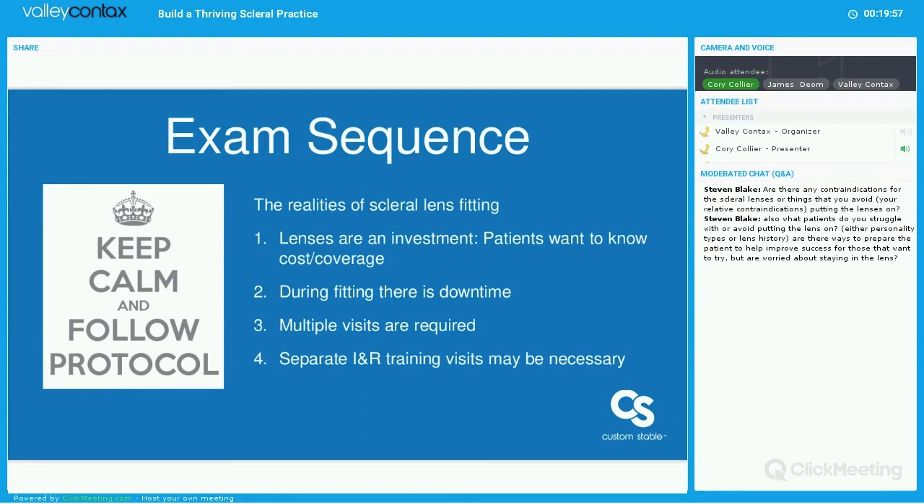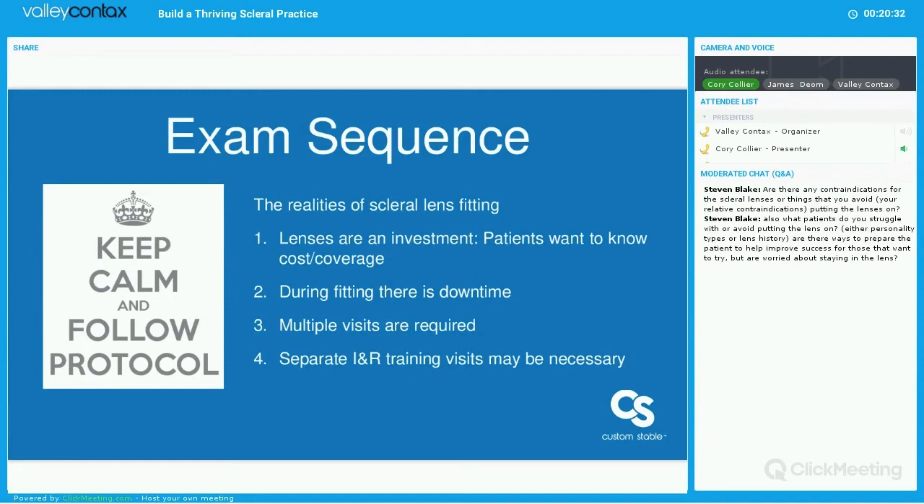The realities of scleral lens fitting are, one, that these lenses are an investment, and that patients want to understand and know both the cost of them and their insurance coverage for them. And this is vital information for the patient to make decisions before moving forward with fitting. I think that presenting these lenses as an investment to the patient is appropriate because this is truly an investment in their vision. I've had so many patients tell me that this is the best investment they've ever made in their health because of the type of quality of life changes that they can get with these lenses.